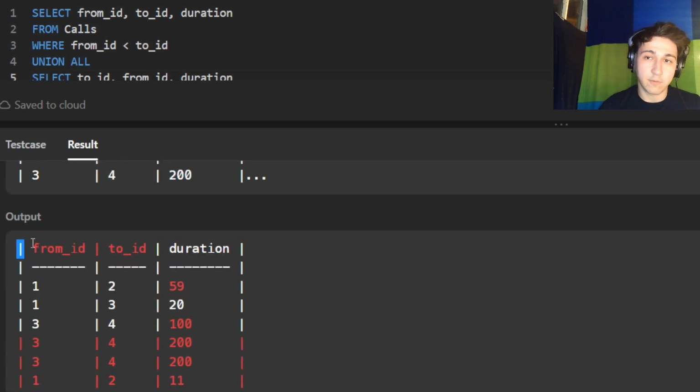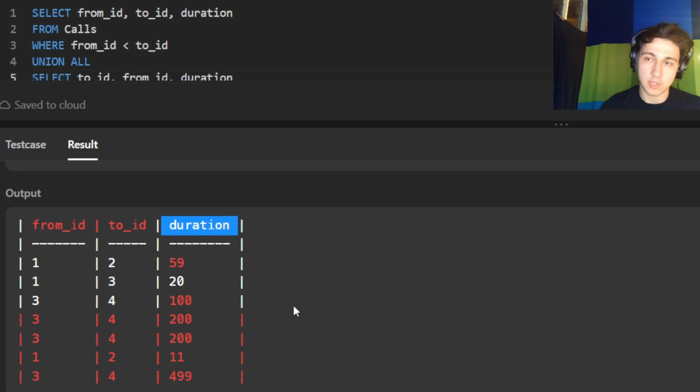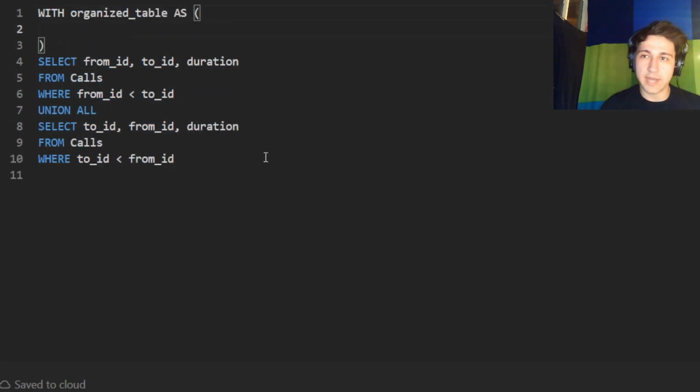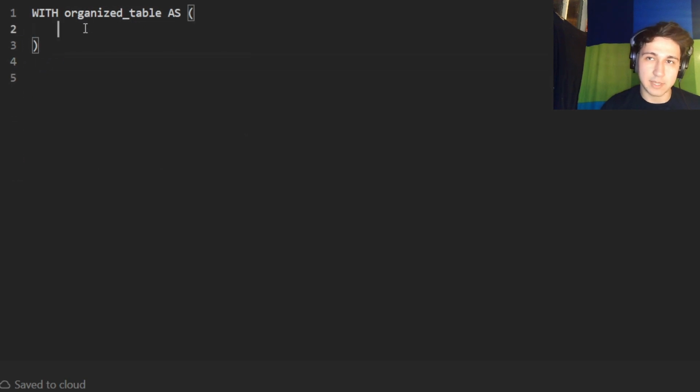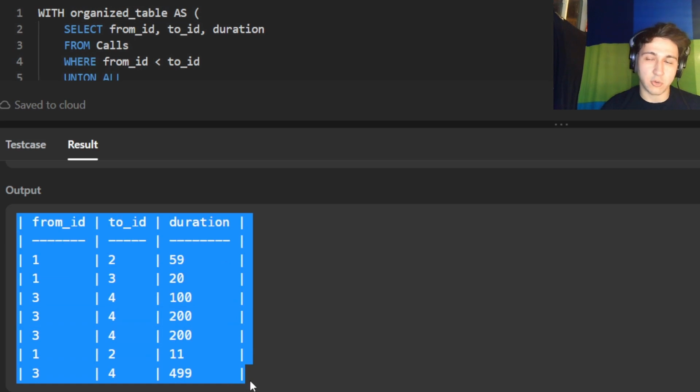Taking what we have here, for each group of 2 callers, we want to count how many times they had a phone call and put it in this column, and then sum how long their phone calls were. So let's do that. To make it a little clearer, let's give this query we just created a name. For example, organized table, because we just organized everything, so that we don't have to use this query in our code and then make it messy. We can just refer to it as organized table. Now you can imagine this is called organized table.